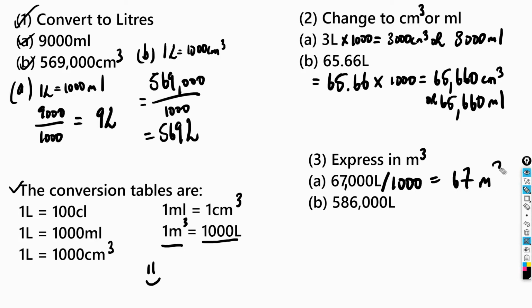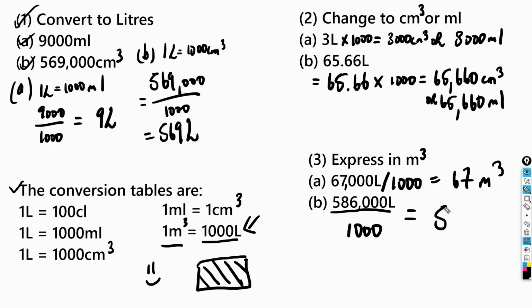67 meters cubed, right? And meters cubed is really big. More than likely, that would be, for example, the volume or the capacity inside a swimming pool, right? Very big, very huge, meters cubed. And so for the last one here, we have to do the same thing. We want to express 586,000 liters in meters cubed. So we'd have to divide it by 1,000 based on the conversion table. And we would end up with 586 meters cubed. All right, guys?